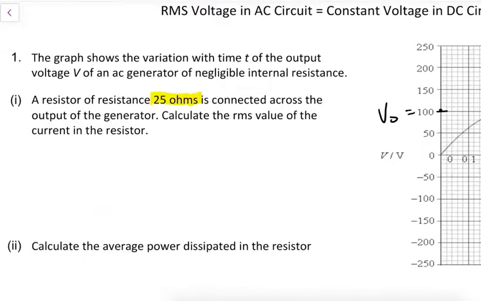So I could find my peak current value and go that direction, but I'm going to find my RMS value for voltage. So my V RMS is equal to V naught over square root of 2.